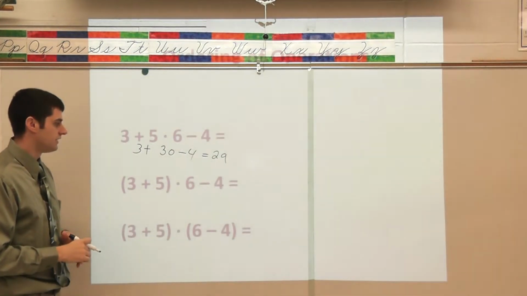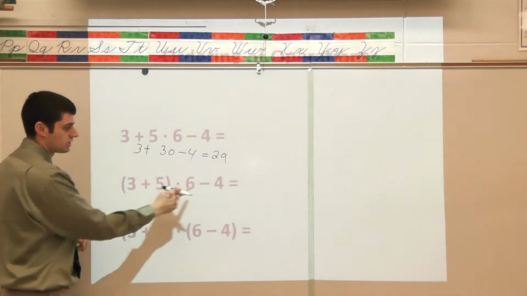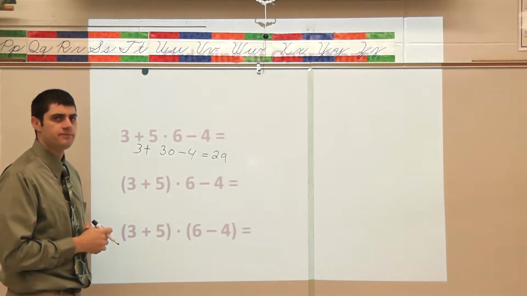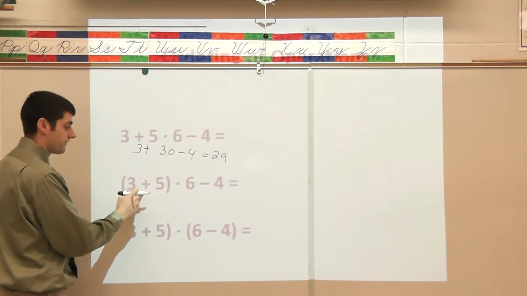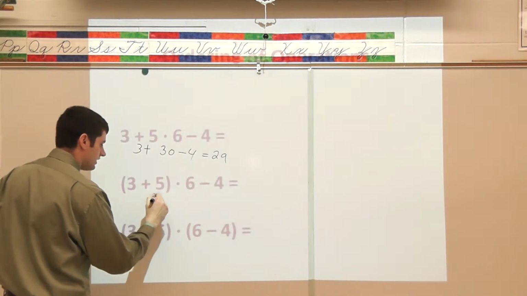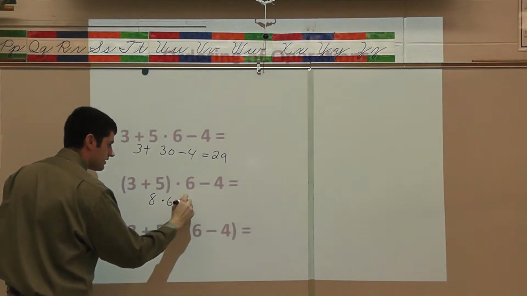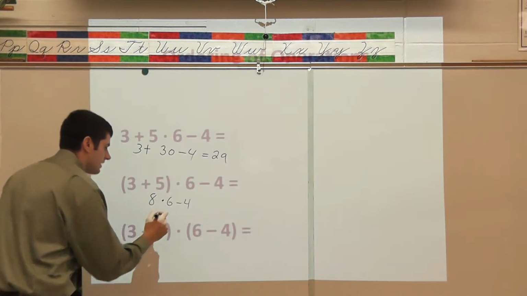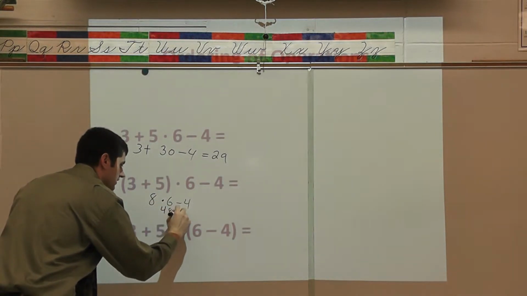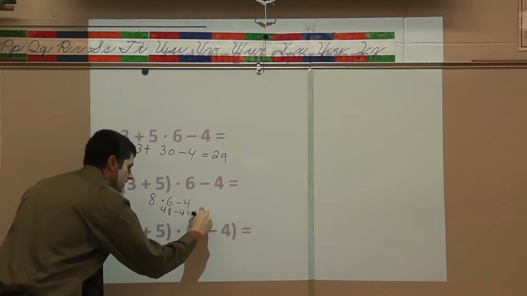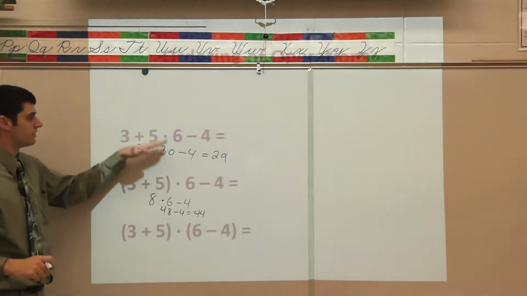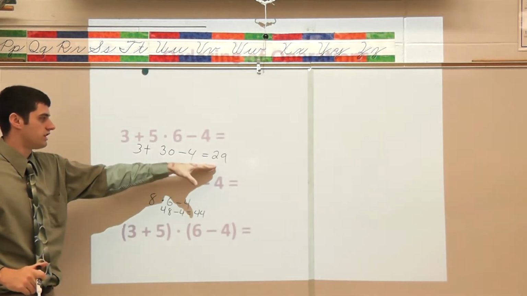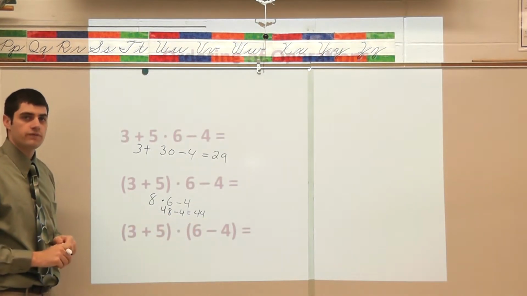Let's take a look at the next one. This one's written a little differently. I see that I still have addition, subtraction, and multiplication, but now there's a parentheses added in. How does that change the problem? You're right, I need to do this part first. So 3 plus 5 would be 8. I'm going to bring down the rest of the problem. Okay, now I'm left with multiplication and subtraction. Well, multiplication comes next. 8 times 6 would be 48. Minus 4 would be 44. So I use the same numbers in both these two problems, but you can see how it totally makes a difference when you put parentheses in here. This one equaled 29, whereas this one equaled 44.